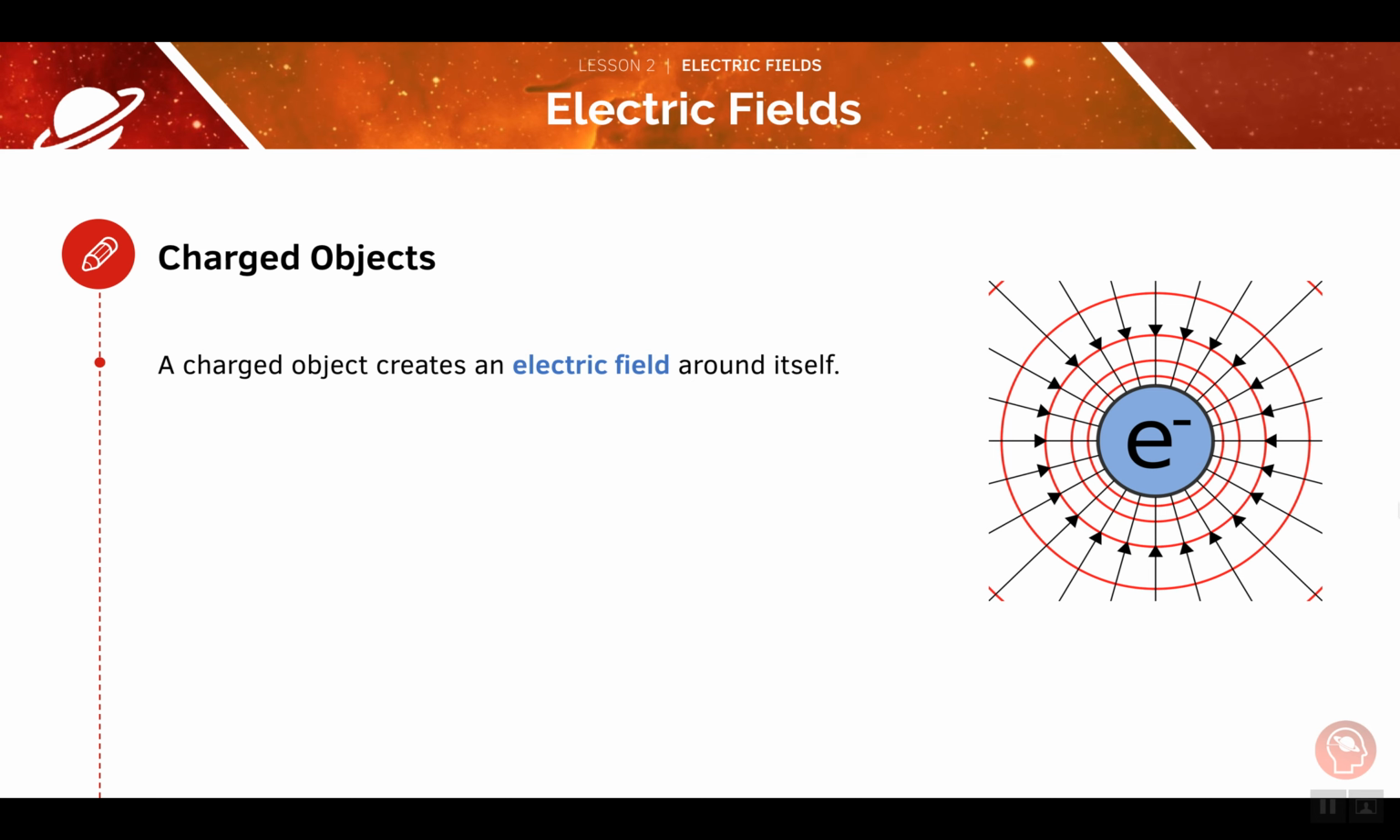If an object is electrically charged, it will create an electric field around itself. An electric field is very similar to a magnetic field, but instead of a magnet at the centre of the field, we will have a charged particle.